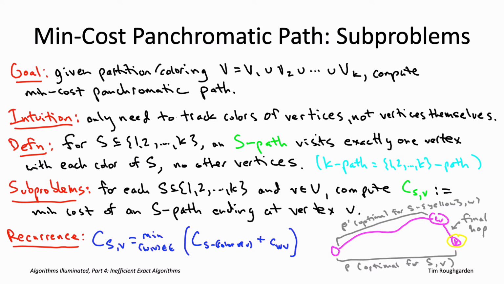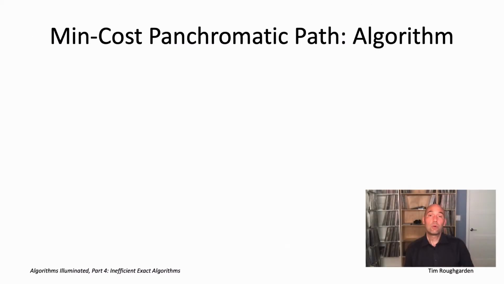So this recurrence looks almost identical to the recurrence that we had for the traveling salesman problem, which is not surprising because we came about it via the exact same reasoning. The only difference is that here, subsets of colors are substituting for what had been subsets of vertices. And as always with dynamic programming, once you've figured out the right subproblems and the recurrence that links their solutions, you're done. The algorithm just writes itself. So we're just going to call the algorithm Panchromatic Path.